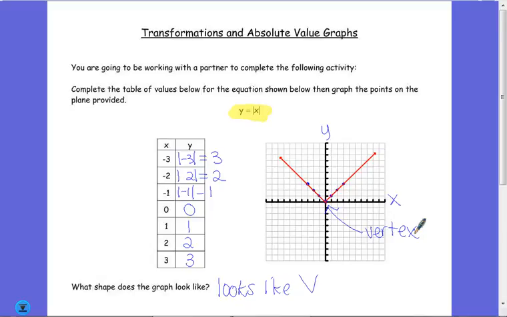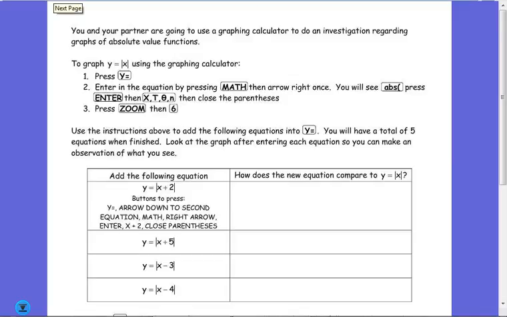So go ahead and turn the page so we can look at what we are going to be doing on this little investigation. So you don't have a partner, you have me. You're going to be using a graphing calculator to try and discover what happens when we add additional numbers to the graph. But in order to be able to compare these new equations, we need to have the old equation. So we have some instructions here that explain to us how to graph the equation we just looked at.